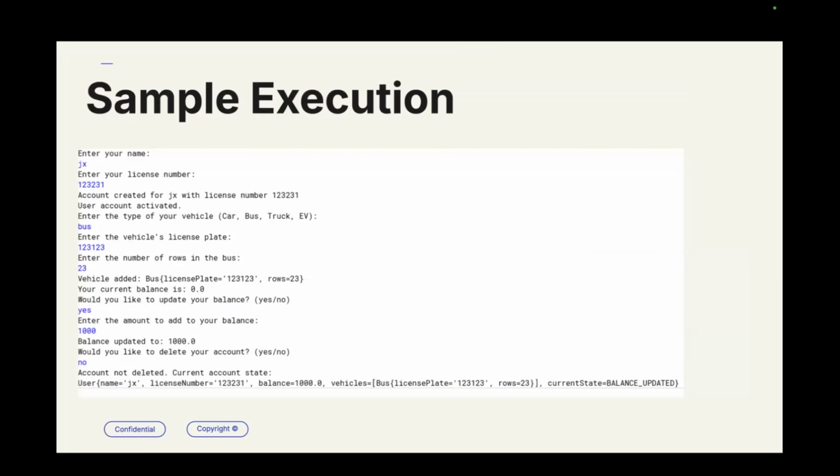And then that is my sample execution, where I type the name and then the license number, and it tells me that my account is created successfully with the license number. Then I choose the type of vehicle, and I choose bus, and I type the license plate of the vehicle, and then it asks me for the special attributes of the bus, the rows in the bus. I type 23, and then it gives me feedback on the bus, which has the license plate and the rows. And then you check my balance, which is $0.